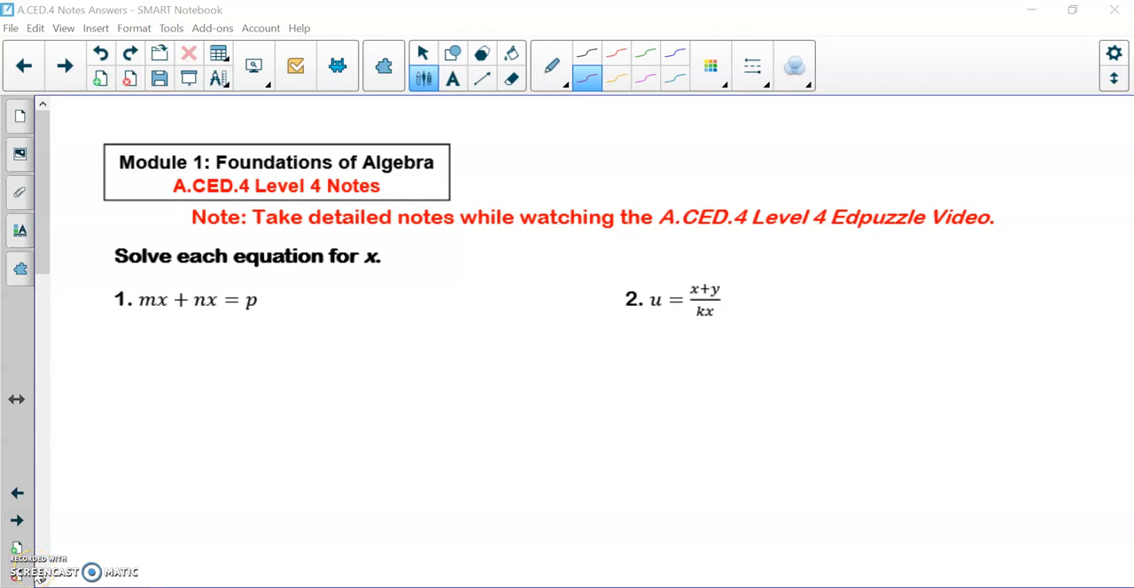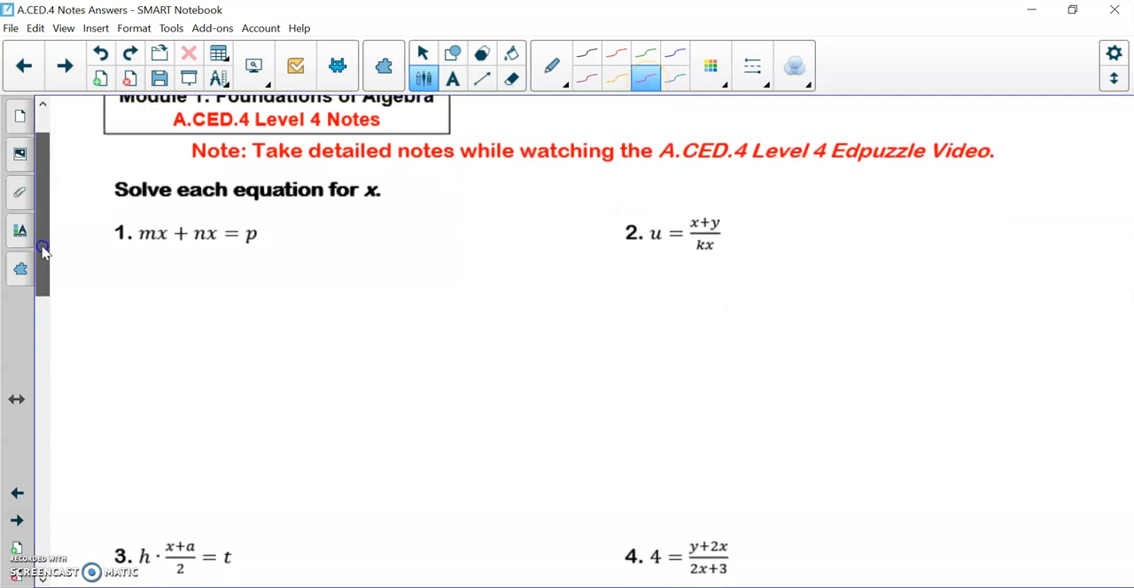Okay, so we have reached level 4 with literal equations, and these are just more challenging literal equations. Number one is no different. We're solving for x still. Number 1 is no different than an equation like this.